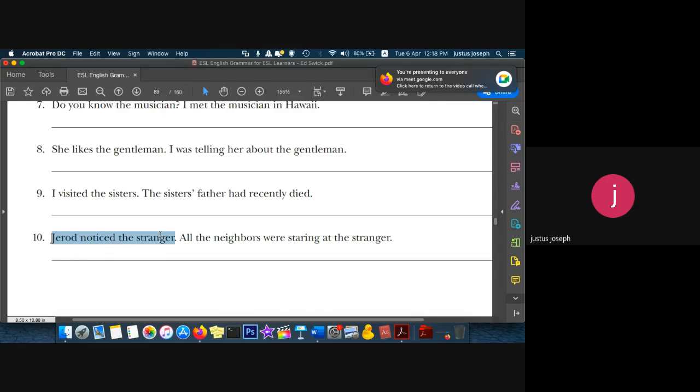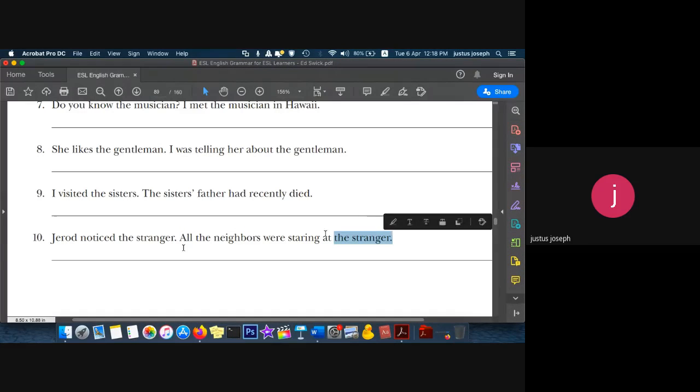So the trick here is to join these sentences. We look at the preposition and we place the preposition just after this here. And then we change the stranger to whom. And then we add all the neighbors were staring. So the sentence became: Gerard noticed the stranger at whom all the neighbors were staring.